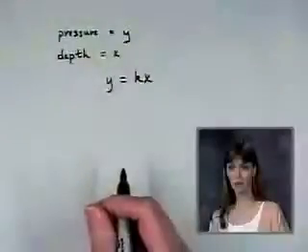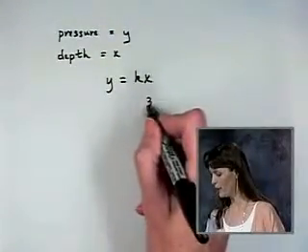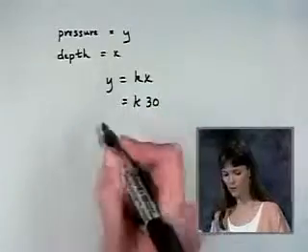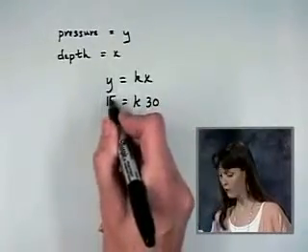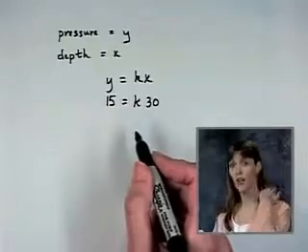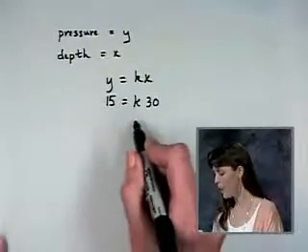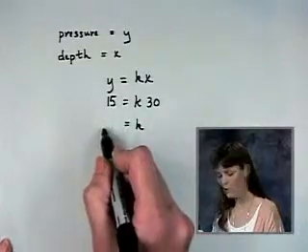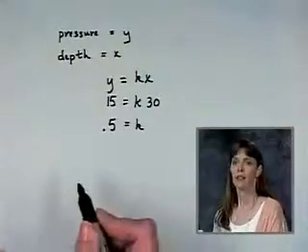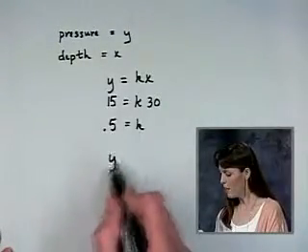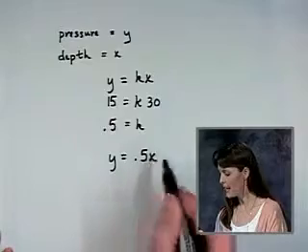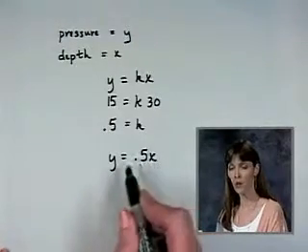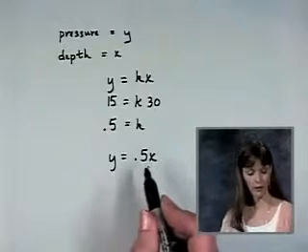The way to do that is to use the values that we were given in the original problem. We were told that at the depth of 30 feet, so we could put in 30 for x, the pressure was 15 pounds per square foot. So we have 15 equals k times 30. To solve for k, we divide both sides of the equation by 30, and we get 15 over 30, which is equal to 0.5. Now that means we can write down y equals 0.5x as the formula which gives us what happens to our pressure according to the depth that we're dealing with.